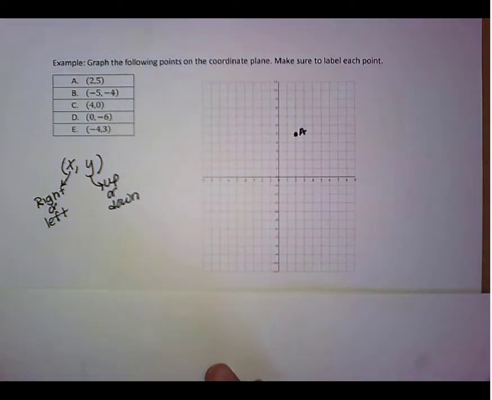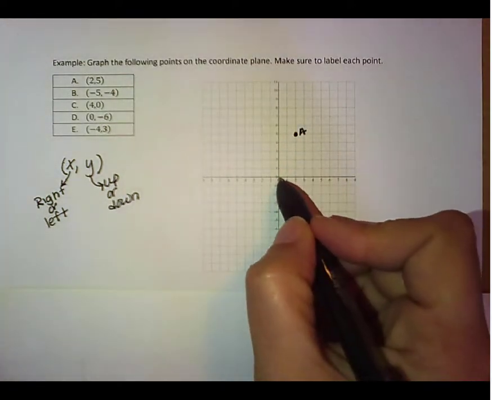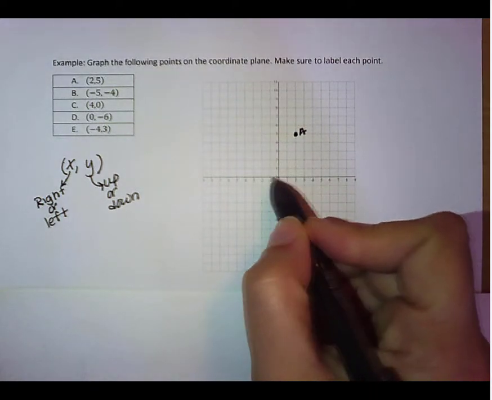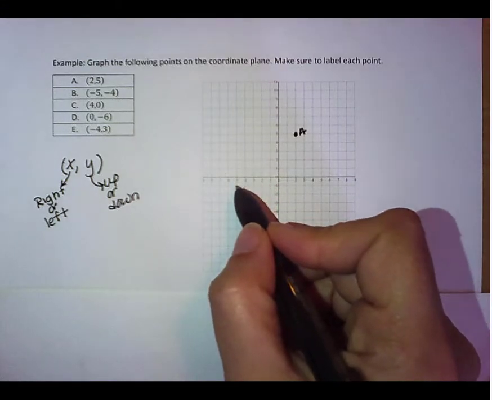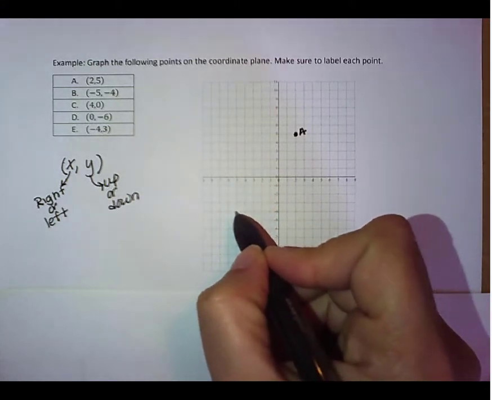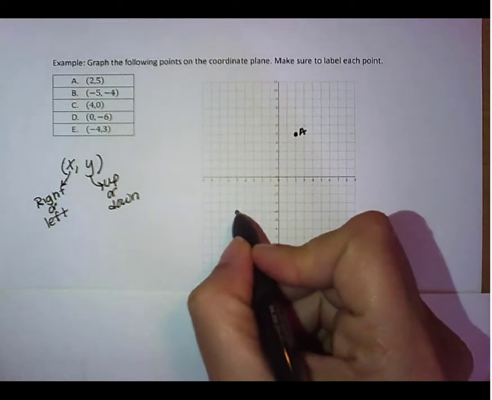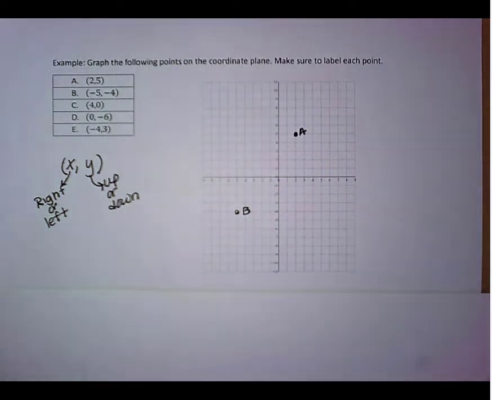Okay. So now to do (-5, -4), starting back at the origin, we're going to go to the left 5. So 2, 3, 4, 5, and then down 4. 1, 2, 3, 4. There's our second point, our B. And I'll label it with a B.